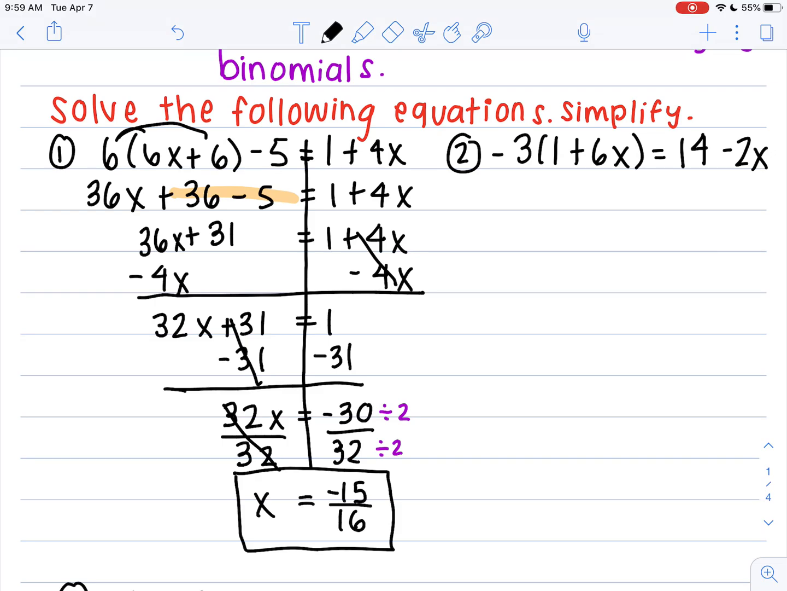All right, number 2. Again, you see an equal sign, so you want to draw a line down the middle, and we're going to distribute here. So negative 3, and then negative 3 times 6x is negative 18x equals 14 minus 2x.